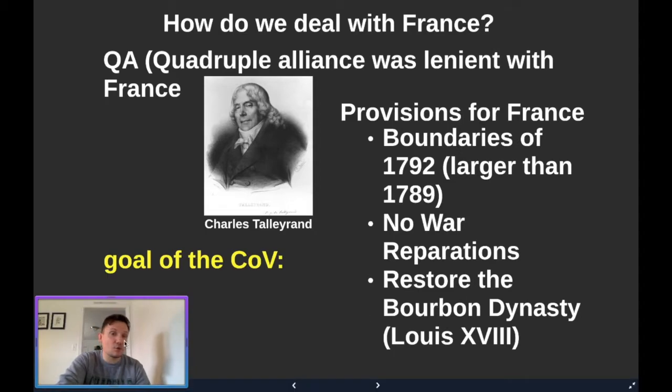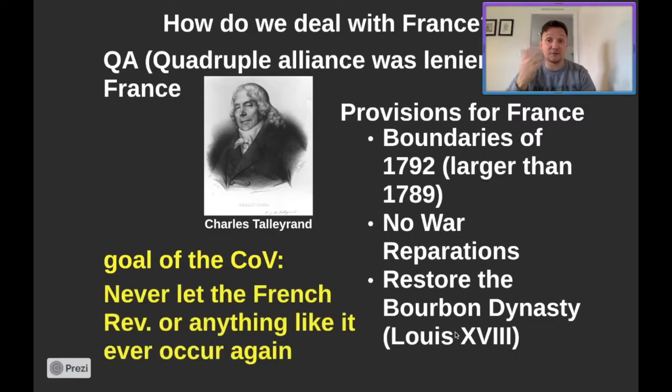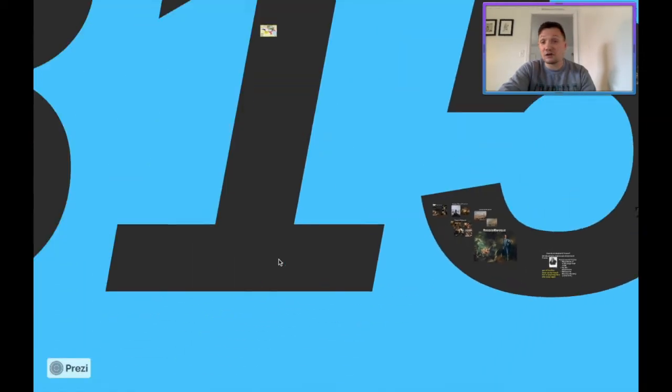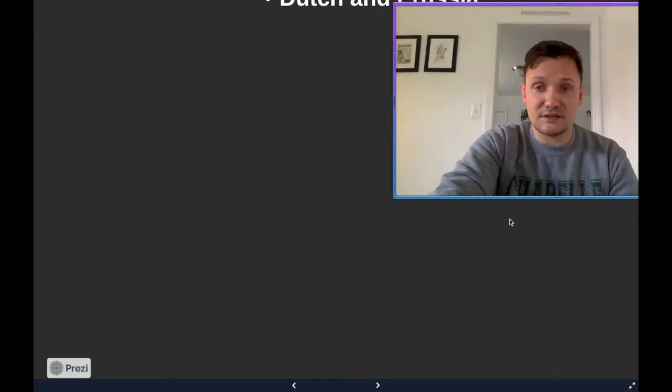It's almost in a way as if the French Revolution was kind of in vain. But funny enough, it wasn't, because Louis is going to be a constitutional monarch, right? Because they actually did keep some of the documents from the French Revolution. Now, the goal of the Congress of Vienna, that's what I mean by COV, was that they don't ever let anything like the French Revolution occur again throughout Europe, right? That's their biggest goal.